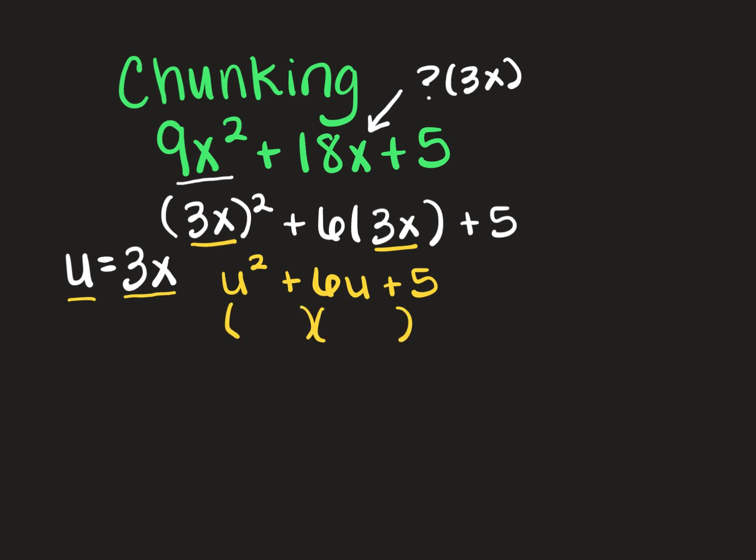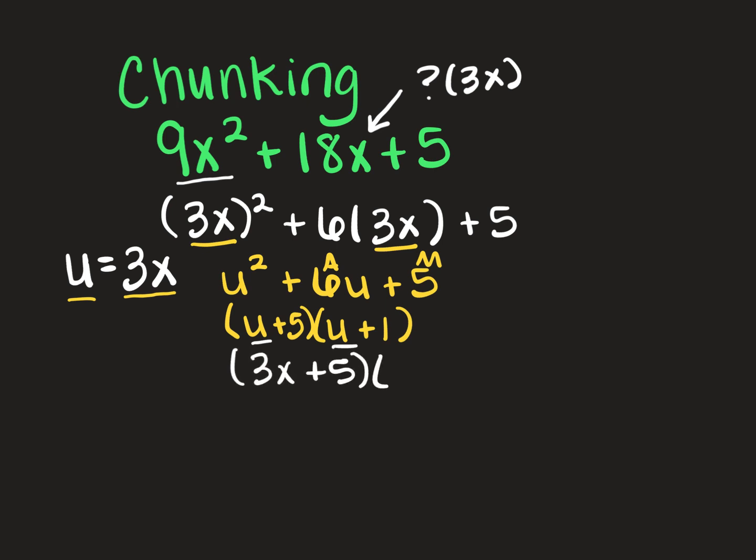We know that the only way to make u squared is u times u. For the constants, we need numbers that will multiply to give us this constant of 5, and at the same time, they'll add to give us that 6 in the middle with our like terms. So we're going to take 5 and 1. So we have factored. The last thing we're going to do is substitute back. So anywhere we see a u, we're going to replace it with a 3x.